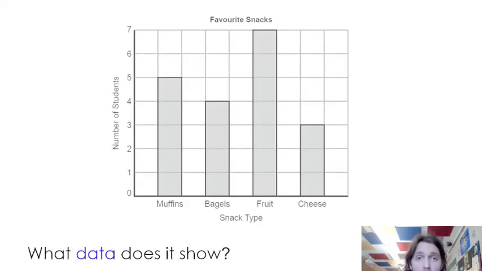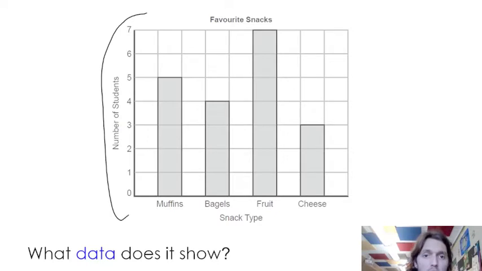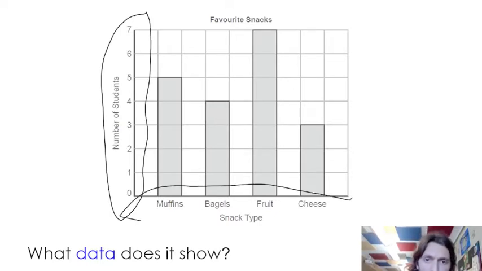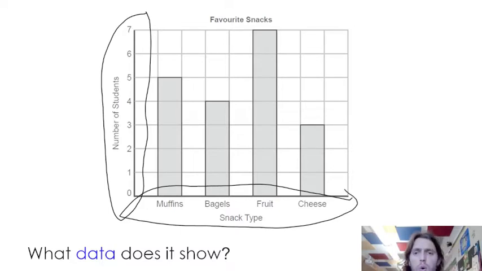Okay, so now we're looking at a different bar graph. As you can see, things got flipped around a little bit. So now we have the numbers on the side going up and the information on the bottom. Take a second here and think about what we are looking at. It says favorite snacks at the top and number of students on the side. What do you think we could be looking at? Just take a second there and think about it.